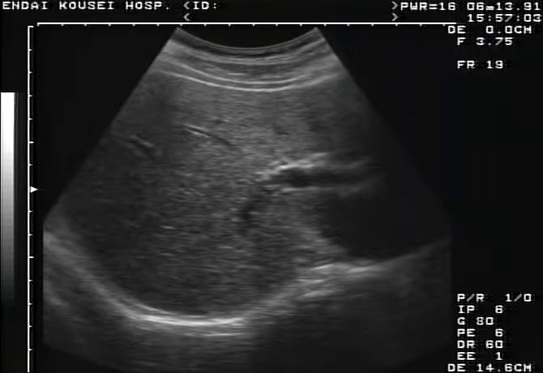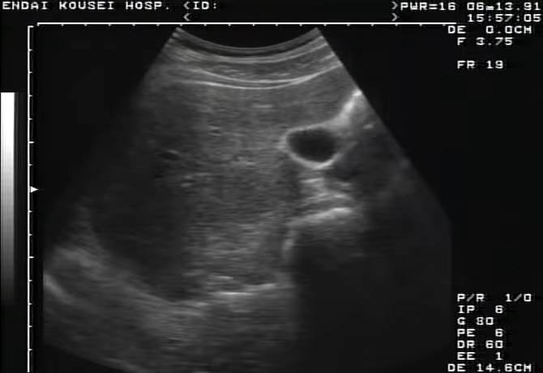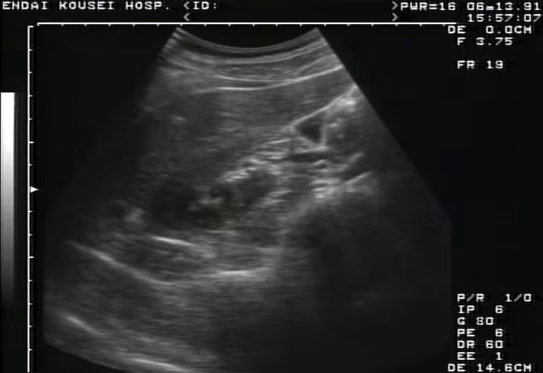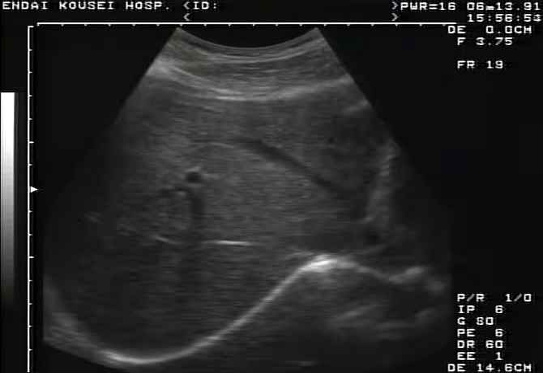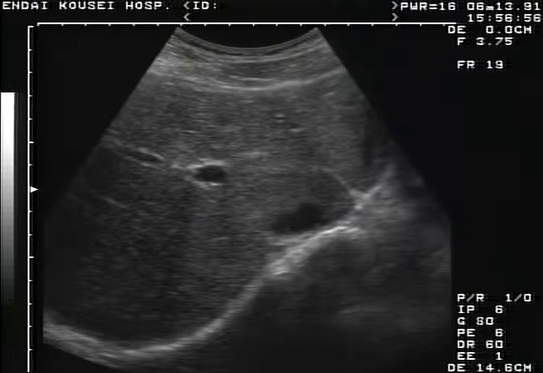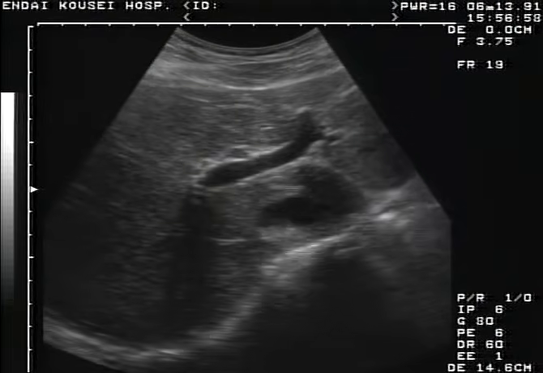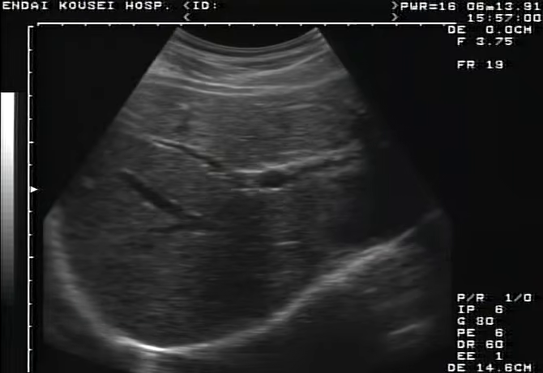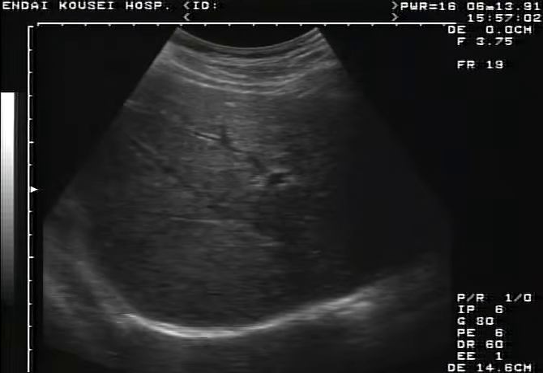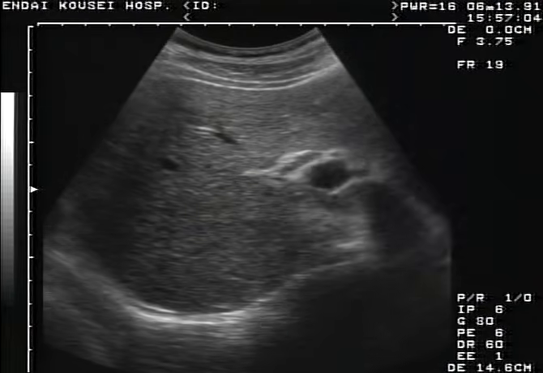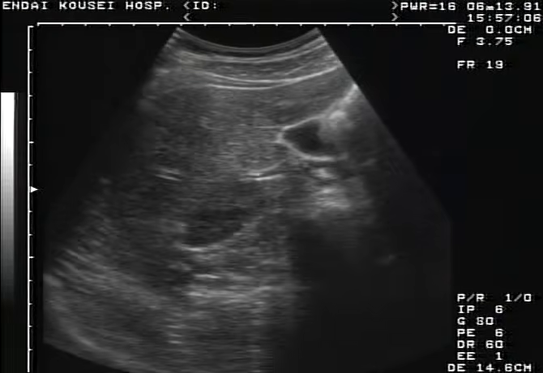This procedure allows us to observe the region perfectly from the right hepatic lobe to the right kidney. Check for tumors in the liver, abnormalities in the parenchymal echo, and dilatation of the intrahepatic bile duct, the diameter of the hepatic vein, and the portal vein.